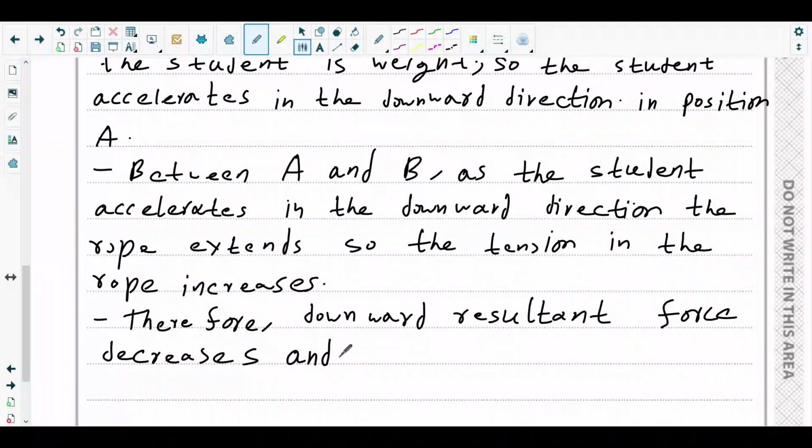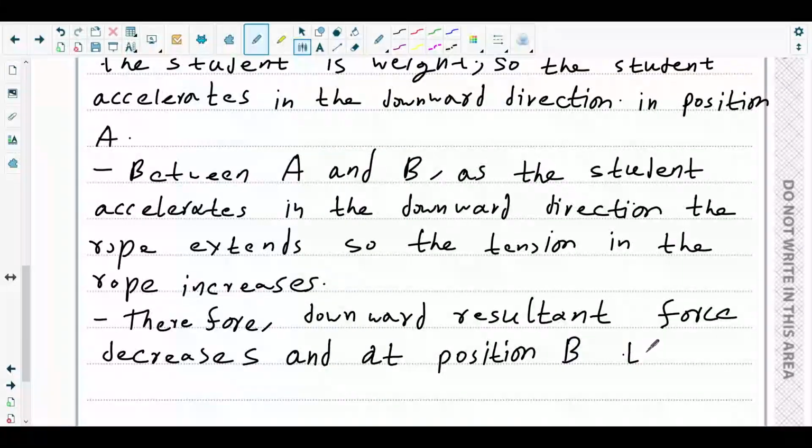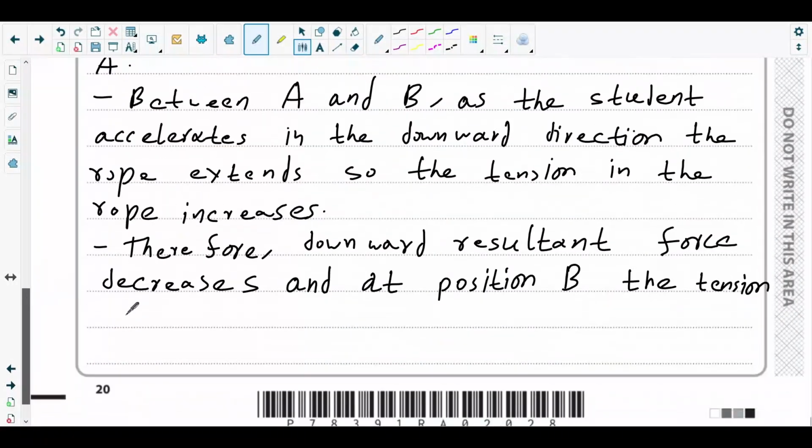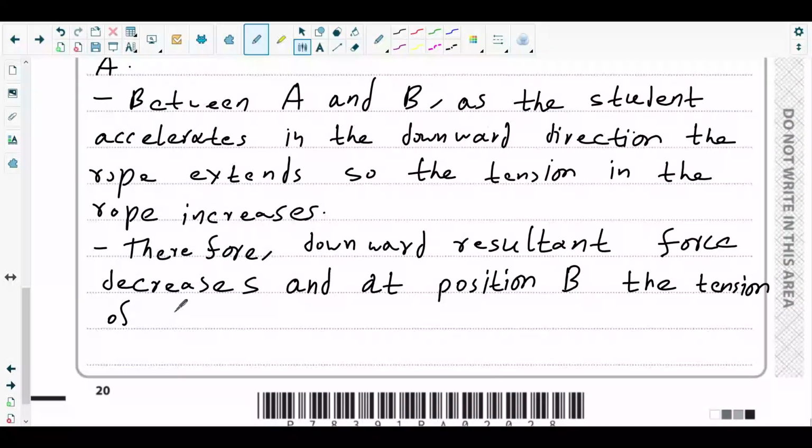And at position B, what happens? The downward resultant force gradually decreases between A and B, and at position B, the tension of the rope is equal to the weight of the student.